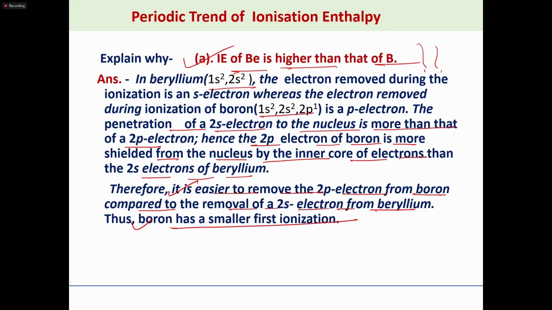When the shielding effect is there, the effective nuclear charge will be less compared to beryllium. That's why this electron should be very easily removed. For the boron case, it will be easily removed compared to the beryllium case. That's why it has smaller ionization energy or enthalpy compared to beryllium.